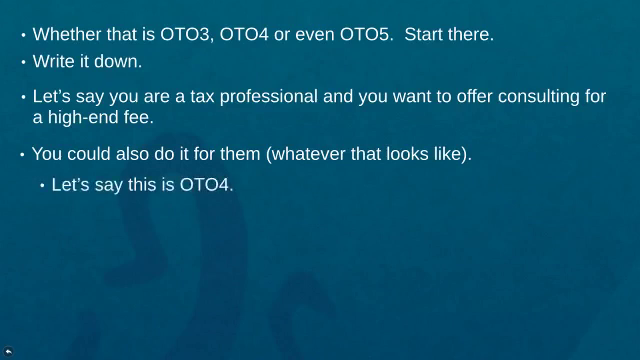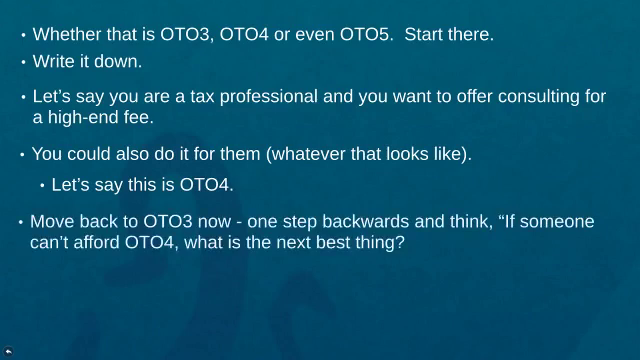So let's say, for example, that we have 4 one-time offers, and we'll start with one-time offer number 4. So what we need to do is figure out, okay, one-time offer 4 in this case is the person offering consulting at a high-end fee. From there, you need to move one step back to one-time offer number 3. So basically one step backwards and think, all right, if someone cannot afford one-time offer number 4, what is the next best thing? In other words, we like to take a piece of that and move backwards. So what is the next best thing?